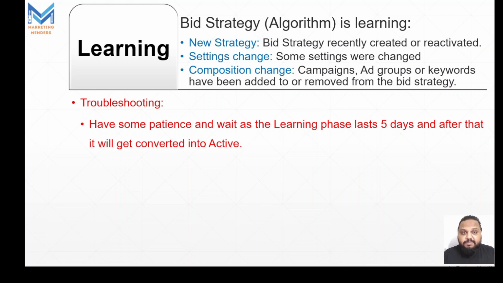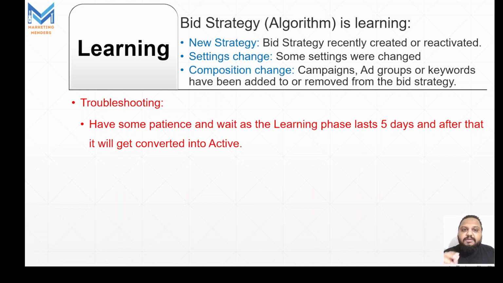Now it does not mean that your campaign is not active. It does not mean that your campaign is not running. It is running, but it is not giving the desired performance level. It is not giving the optimum performance level as it should be giving, because machine learning is learning the new algorithm and adapting itself so that it can give you the optimum performance and optimum result.